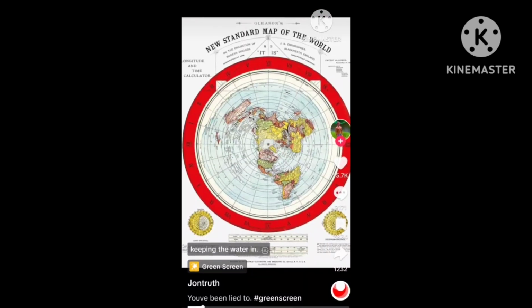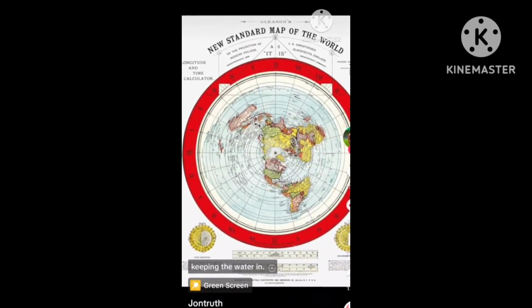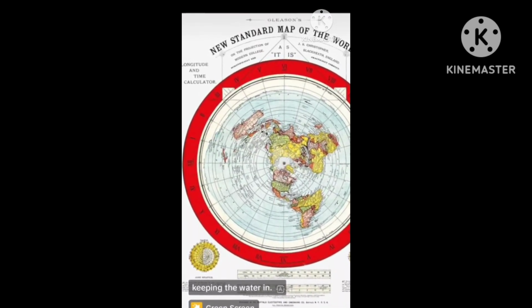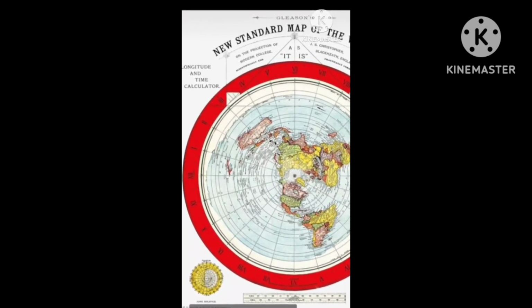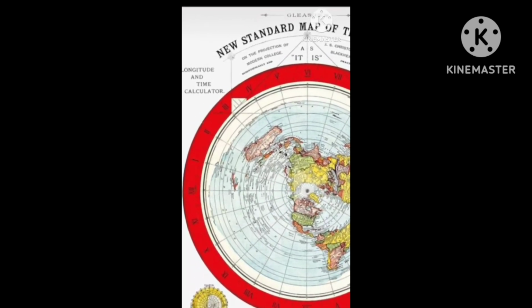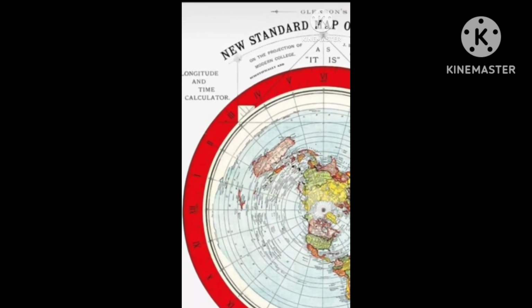Gee, there seems to be something else on the top left-hand corner there. What does that say? Let's have a closer look. What does it say up there? Longitude and time calculator. Wow, well maybe this isn't an actual accurate representation of the world. Wow, longitude and time calculator.